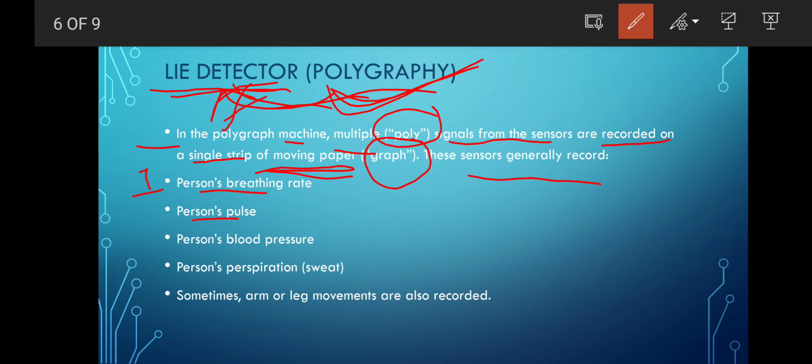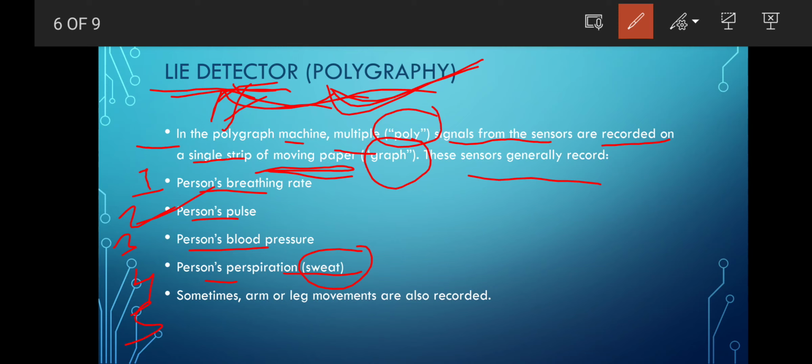Then the person's pulse is recorded. If you are in a nervous situation, you can feel palpitations, right? You can feel how the pulse is moving in your body. The pulse rate becomes very high. Then the third thing is the person's blood pressure. The blood pressure eventually increases. And the fourth one is the person's perspiration, which means sweat rate. If you are nervous or scared in a particular situation, some people will start sweating continuously, right?